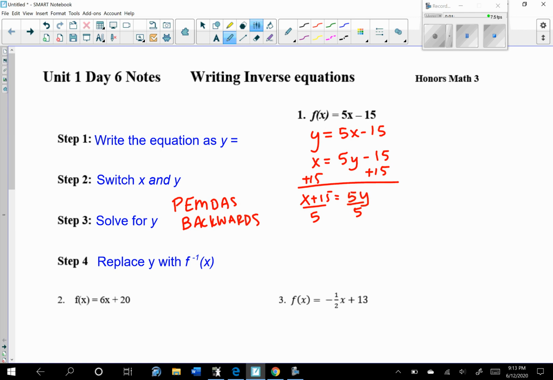Because this is a linear equation, remember y equals mx plus b, so we're going to write it in this notation. That means I'm going to separate this, that 5 is being divided by the x and the 15. So this would become y equals 1/5 x plus, and remember that 15 divided by 5 is equal to 3. And then the last step, step 4, is to replace y with f inverse of x. So f inverse of x is equal to, and instead of writing 1/5 x, you could also write x over 5, plus 3. That means the same thing. So either way, that would be correct.